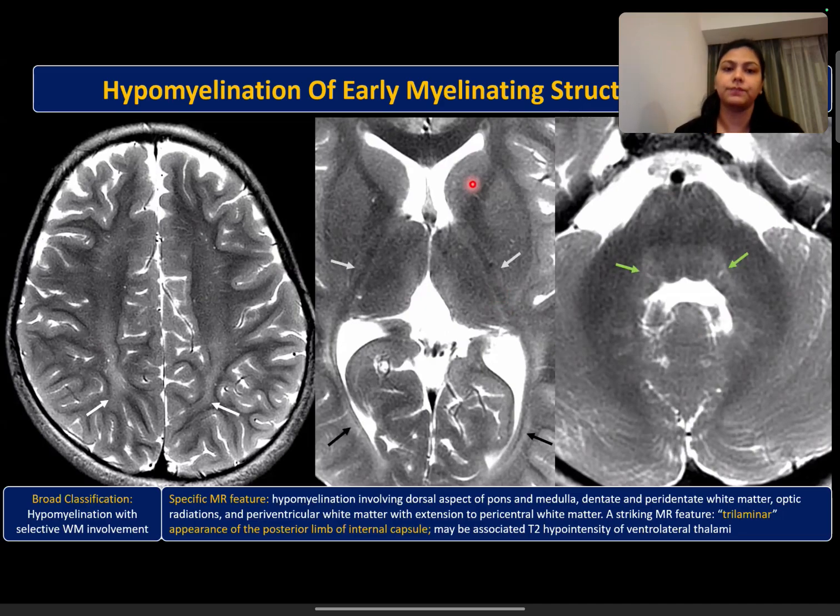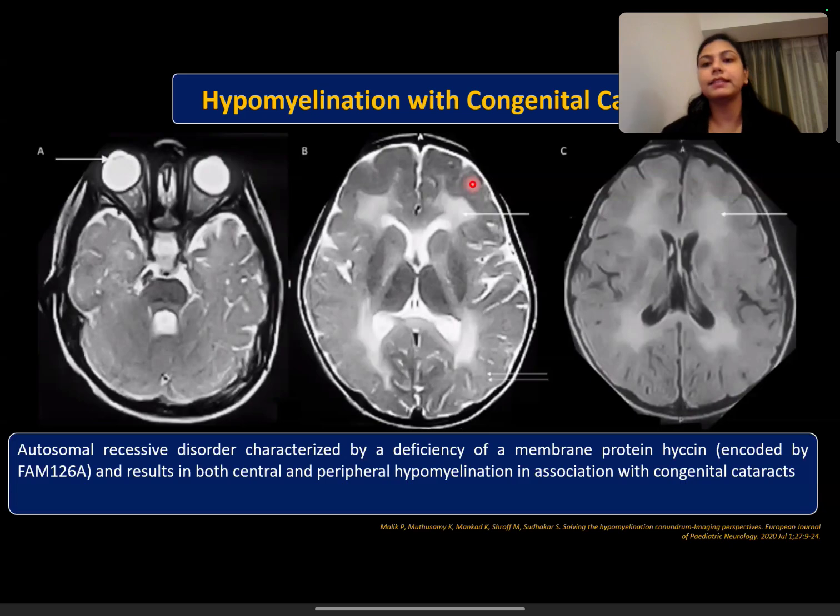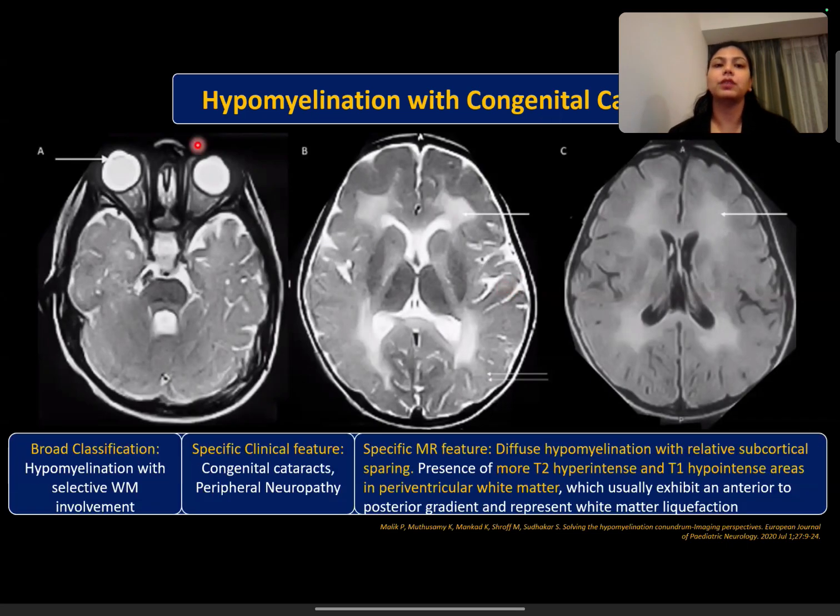Now, this is another case which is taken from literature where we are seeing that the patient has cataract, and apart from diffuse hypomyelination, there is more conspicuous involvement of the periventricular white matter. So, this is a pattern which is seen in hypomyelination with congenital cataract. So, in addition to congenital cataracts, these children again have peripheral neuropathy as well. So what pattern we have to remember in this is that there is diffuse hypomyelination. In addition, there can be more conspicuous T2 hyperintensities involving the periventricular white matter.